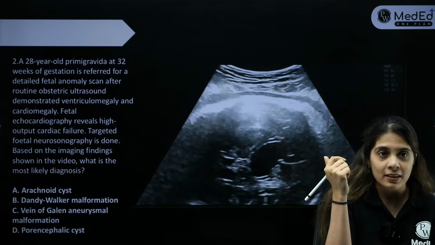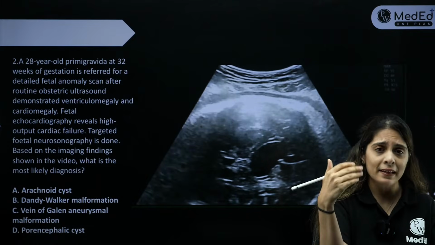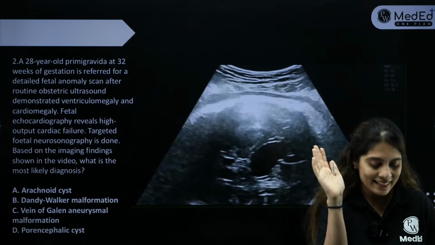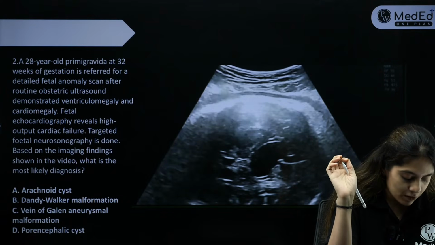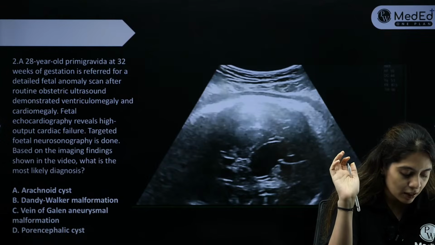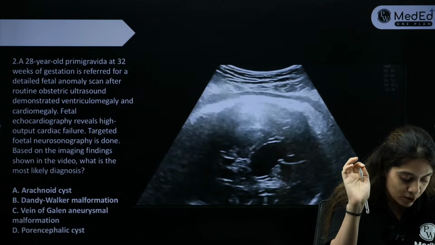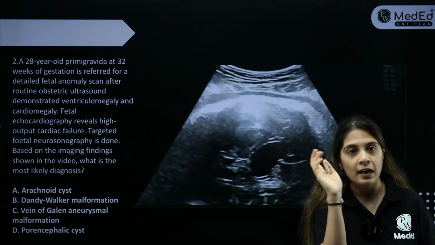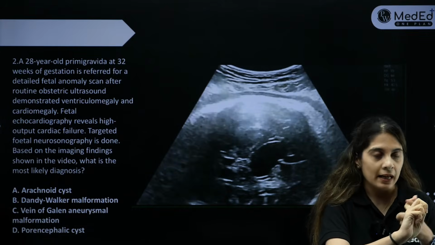So first I'll just read the MCQ and then I will be playing the video. I'll be replaying the video 2 to 3 times so that you can see it nicely, right? A 28-year-old primigravida at 32 weeks of gestation is referred for a detailed fetal anomaly scan after routine obstetric ultrasound, and it demonstrated ventriculomegaly and cardiomegaly. So there are 2 things. There is ventriculomegaly, they have said, and there is a cardiomegaly, right?